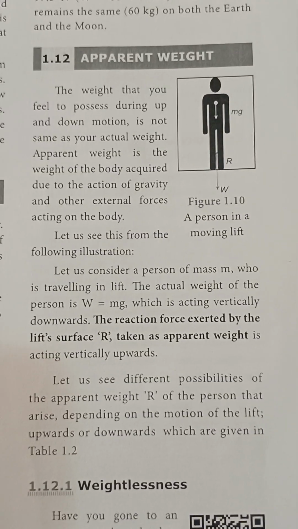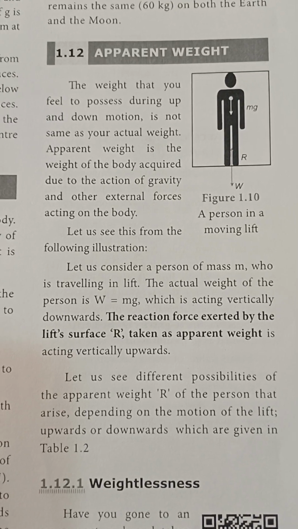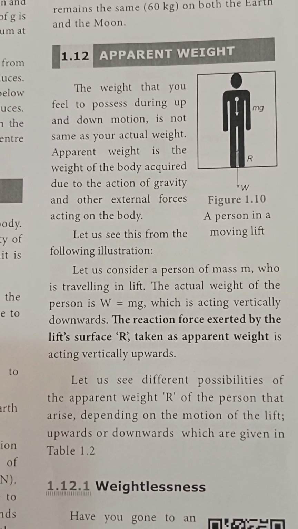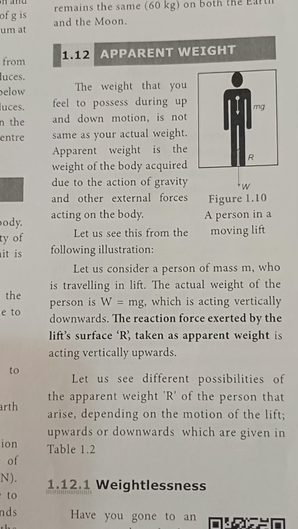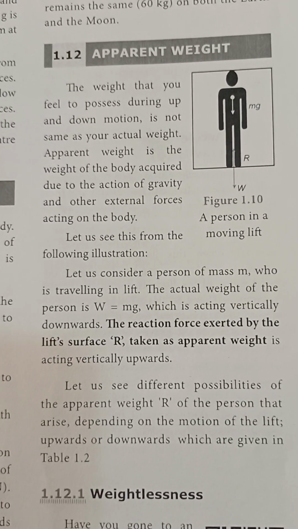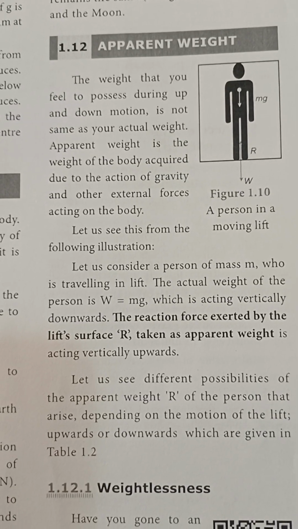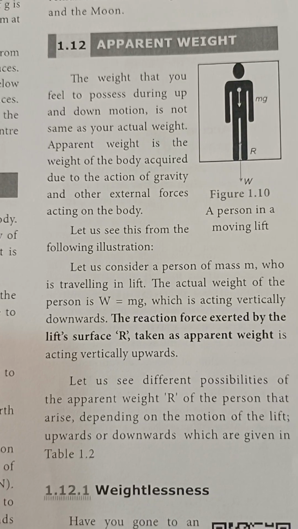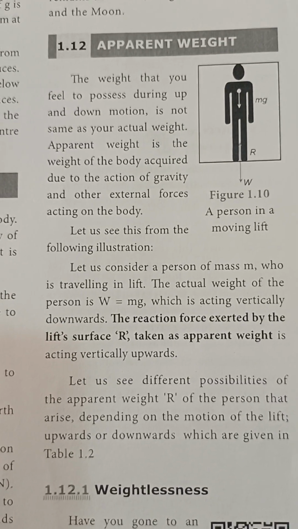From Newton's second law, we know that for every action there is an equal and opposite reaction. So if due to gravity, weight is acting downward towards the earth, the opposite reaction force will be acting away from the earth. So the net effect will be the subtraction of the two. So that weight will be the apparent weight.